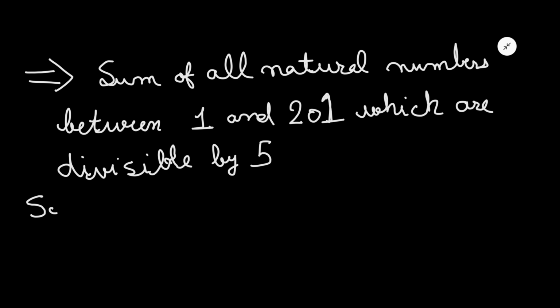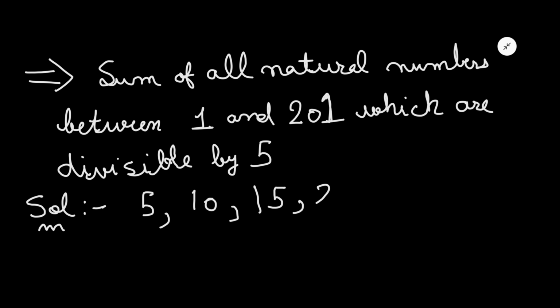So the solution is, firstly we have to write the numbers between 1 and 201 which are divisible by 5. The first number will be 5, second number will be 10, third will be 15, similarly fourth will be 20. And in order to find the last term, if you see 201, 200, yeah, 200 is exactly divisible by 5 because 5 into 40 is 200.